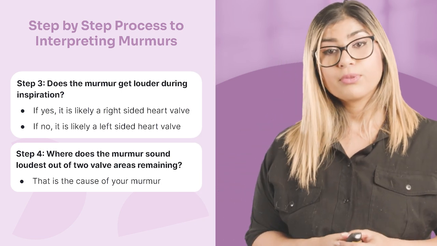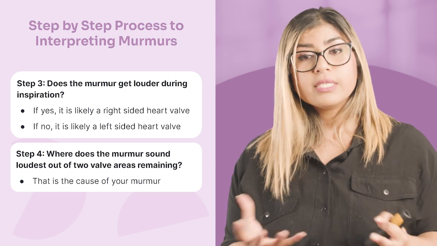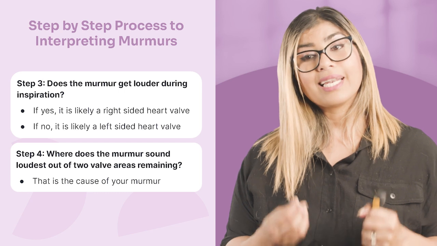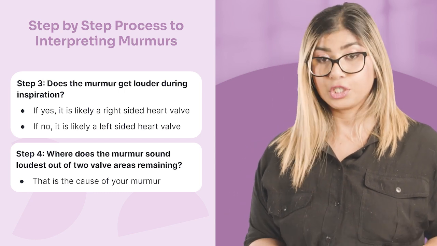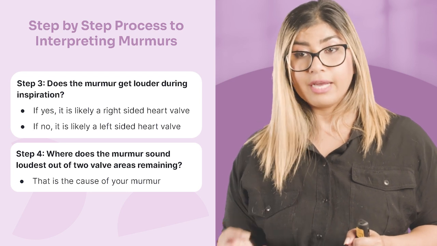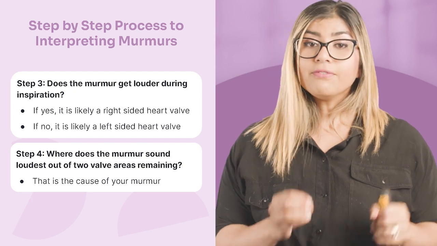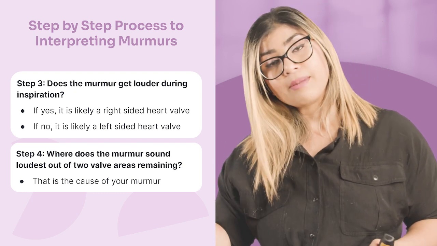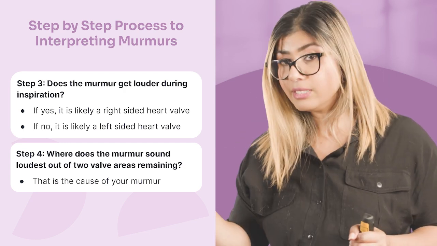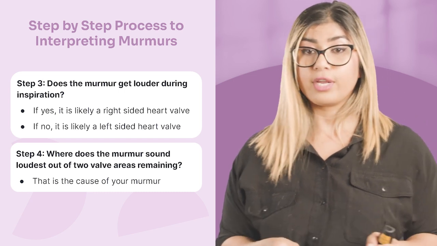This helps us move on to step 3. We try to further narrow down these 4 valvular dysfunction options simply by asking the question, does the murmur get louder during inspiration? If yes, it is likely a right-sided heart valve, so either the tricuspid or pulmonic valve. If the answer is no, so it sounds the same the whole way through, respiration doesn't really increase or decrease the sound, it is likely a left-sided heart valve that's involved, so either the mitral or aortic valve.